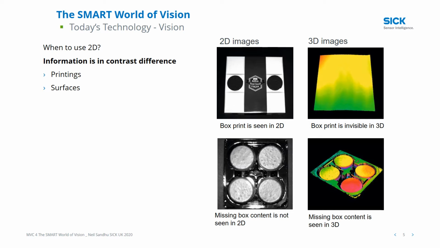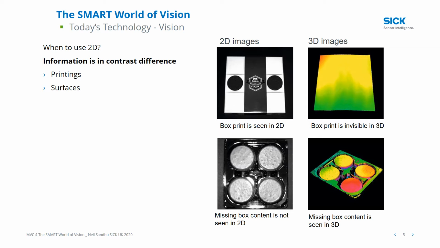But then we look at 3D. Okay, so the same images, but we've imaged them with a 3D camera. We're talking about the height data. So it's height data that's the important thing when it comes to 3D. So we don't see the print, but we can see any sort of variation if the lid's not on properly because of the height change.